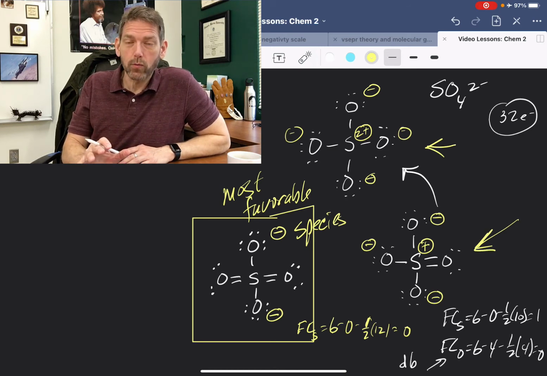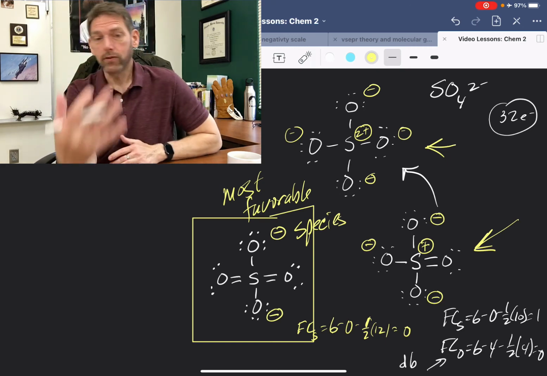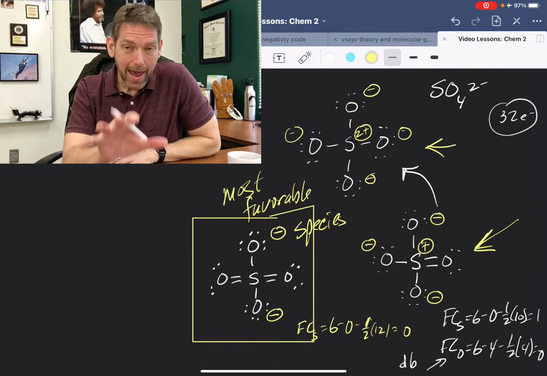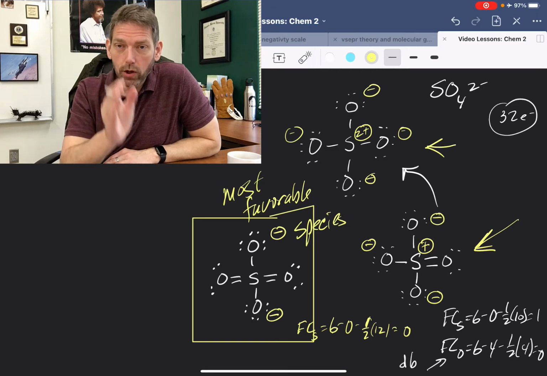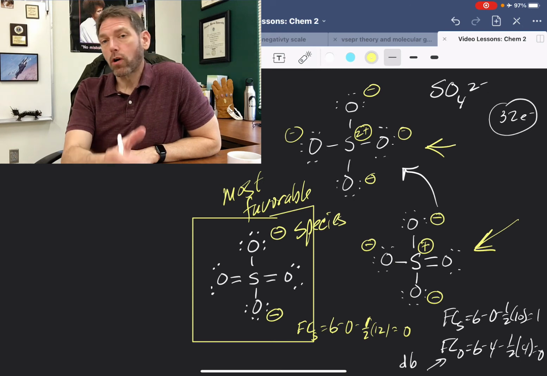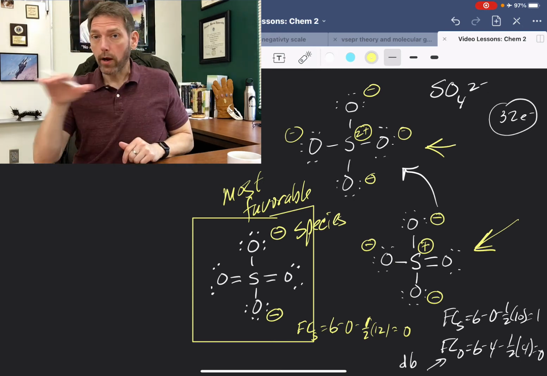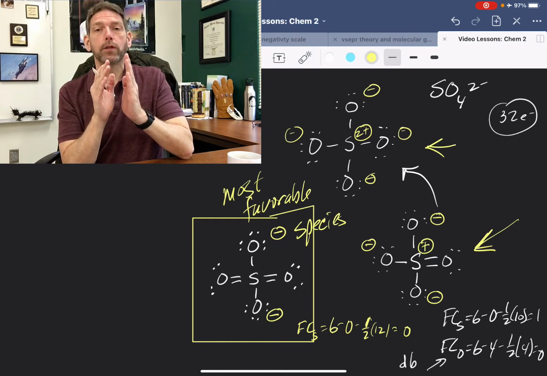The most favorable is the one that still carries the proper charge, whether that charge is 0, -2, +1, it doesn't matter what it is. And as many atoms as possible are as close to 0 as possible. The range of formal charge values is as low as possible. So you think of a number line, 0 in the middle, right? You want the range of those numbers to be as little as possible.